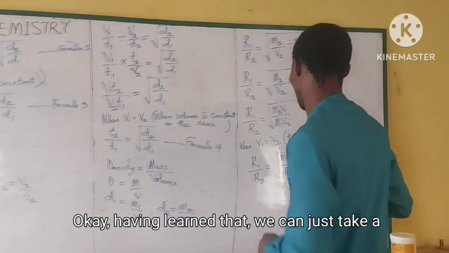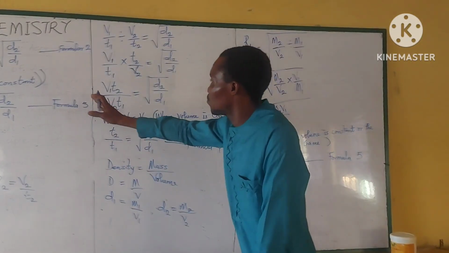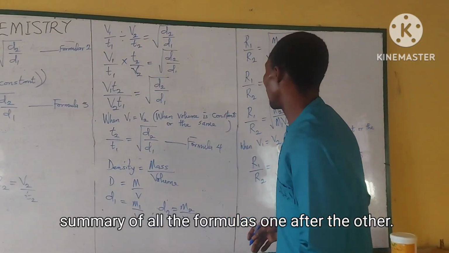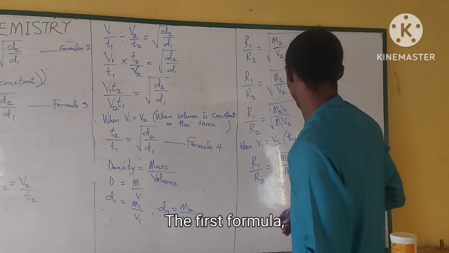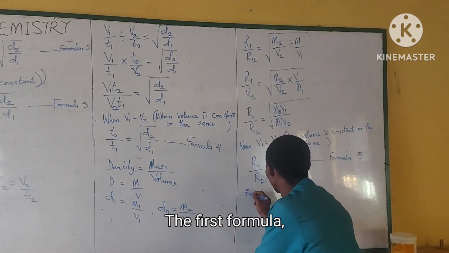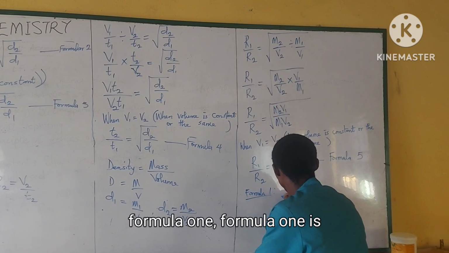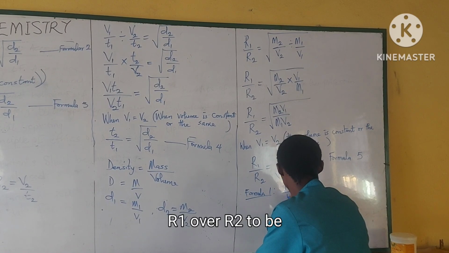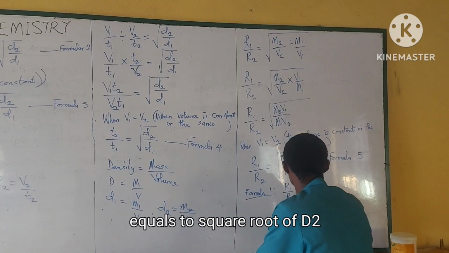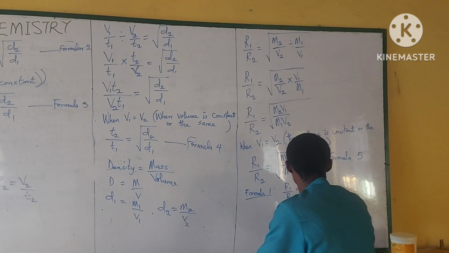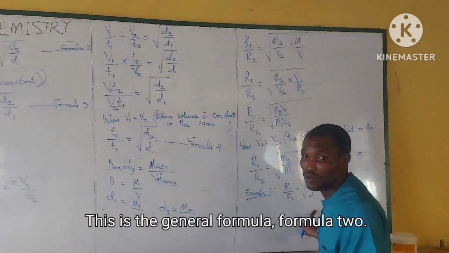Okay, having known that, we can just take a summary of all the formulas, one after the other. The first formula, formula 1, is R1 over R2 equals the square root of D2 over D1. This is the general formula.